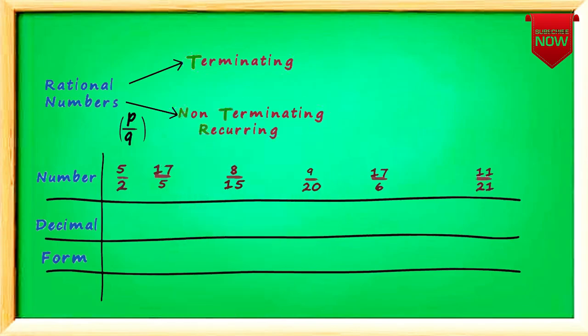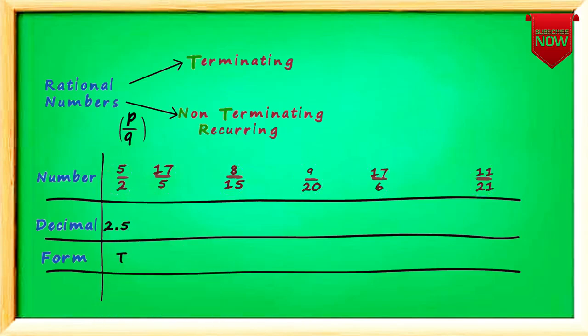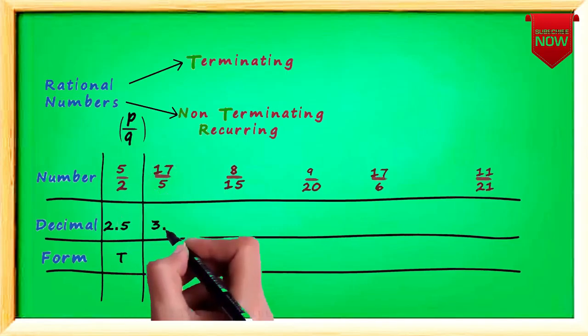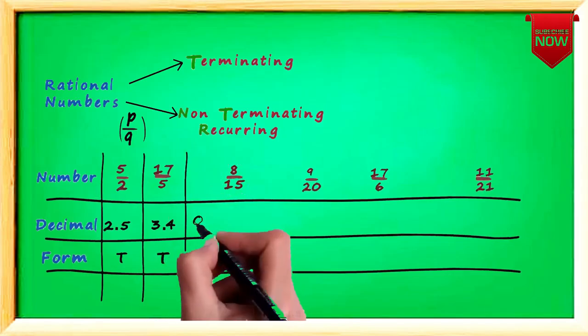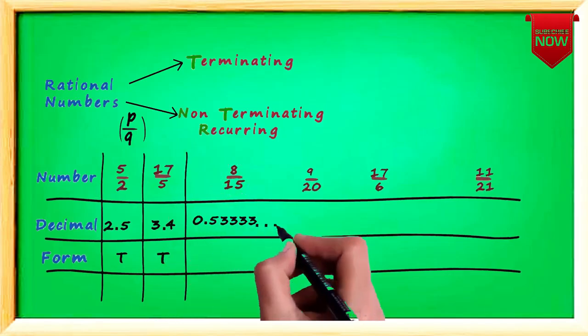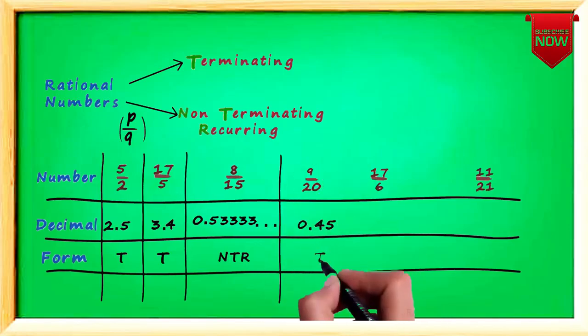Let's try calculating the decimal values of each of the numbers first. 5 by 2 can be written as 2.5, so we can say that it is terminating. The digits after the decimal point do not go on forever. 17 by 5 equals 3.4, which is also terminating. 8 by 15 equals 0.53333 and so on. It does not terminate. The digit 3 is repeated indefinitely, so we can say that it is a non-terminating recurring decimal. 9 by 20 equals 0.45, which is terminating.